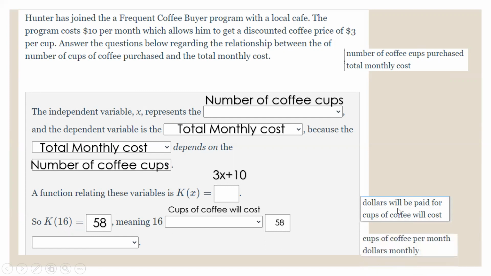And then the other one says dollars monthly. I'm sorry that didn't crop up. That didn't do so well.